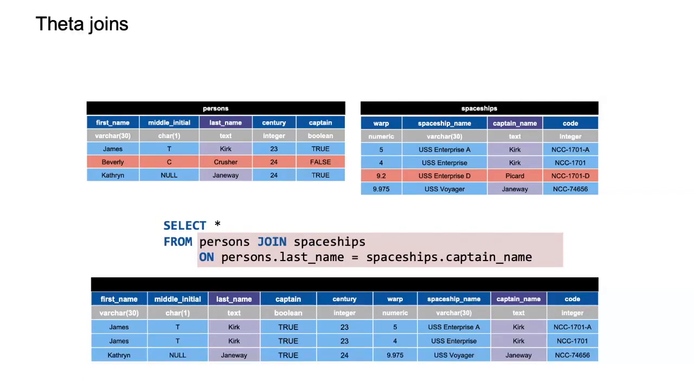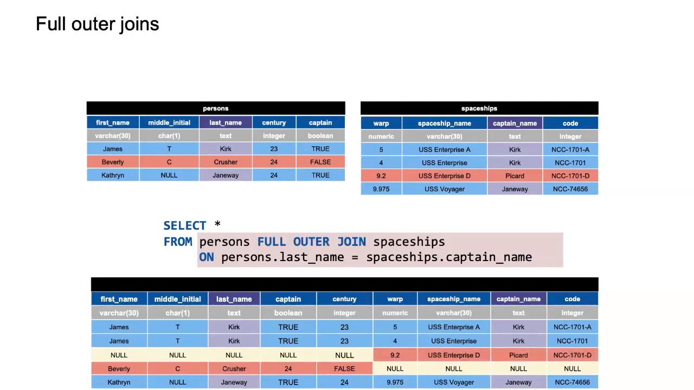Now, what about those that don't have any matches? Well, you have the option to keep them. If you say full outer join, then you're saying, okay, we keep Crusher and we keep the Enterprise D because there's no Picard on the left, right? But what it does, it's going to fill the rest of the table with nulls. Null is a special value that basically means there's nothing, right? So you just fill the spaceship portion after Crusher with nulls, and you fill the person portion of the table with nulls for Enterprise D. That's called the full outer join.